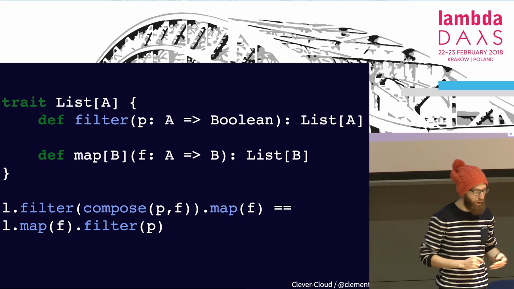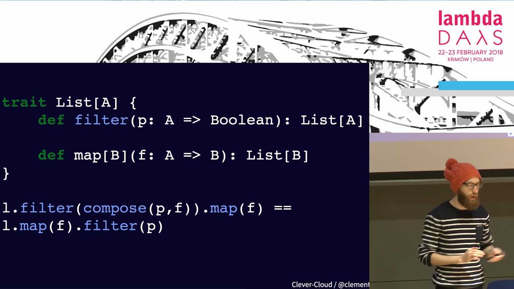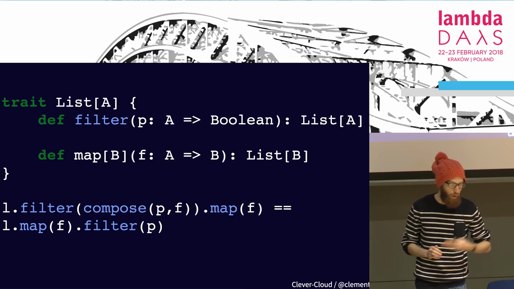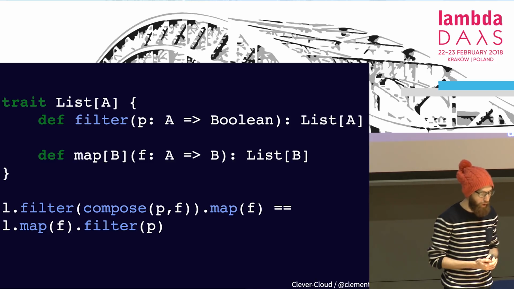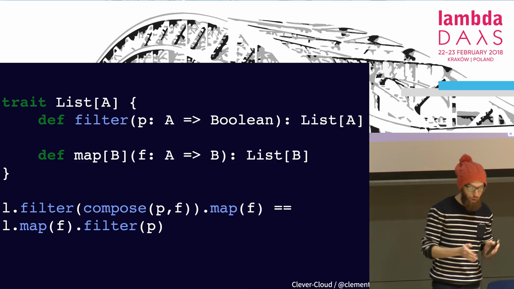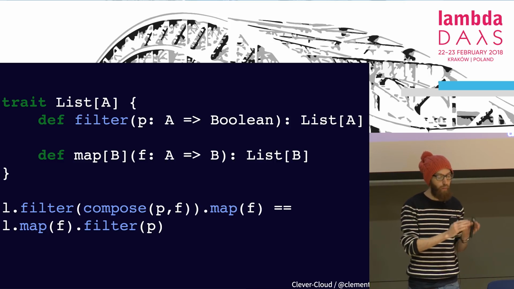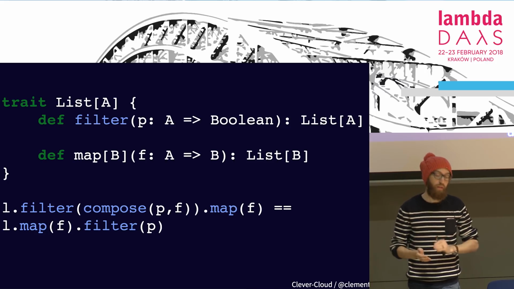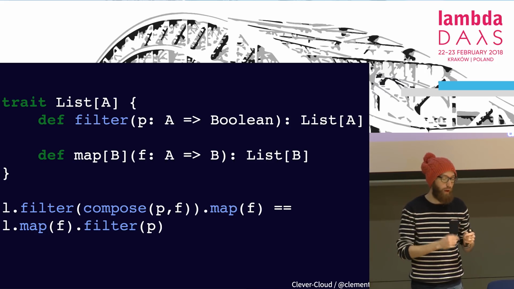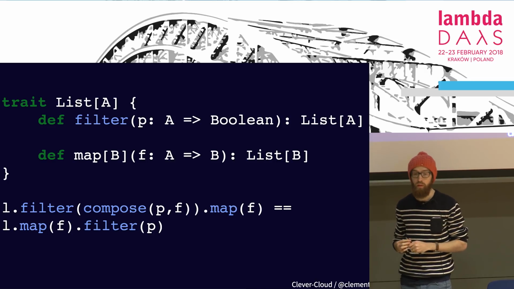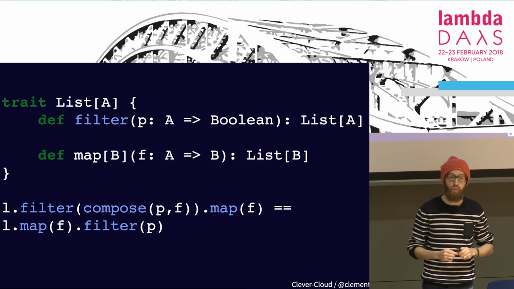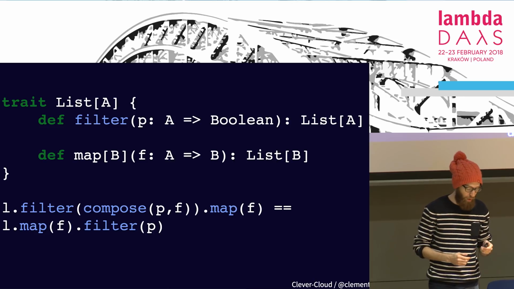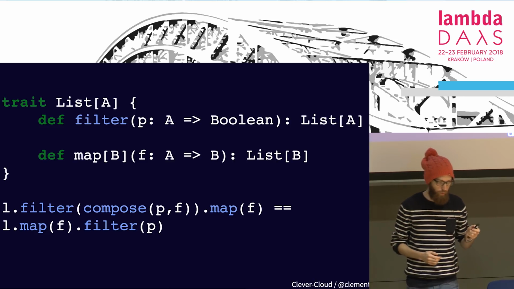For instance, let's say I have a list type with filter and map operations. By applying theorems for free, I know that if I map a function and then filter, it's the same result as if I filter before mapping. Just by looking at the types, not looking at implementations. So it's very, very powerful.